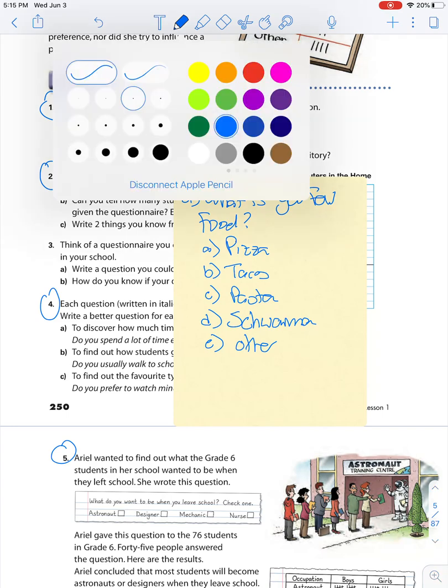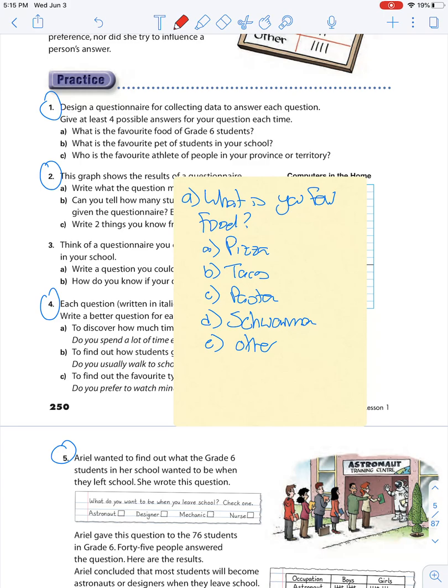Okay, so as long as you have done a question that can be interpreted the same way by everybody, there's no leading parts to it, then you get 1 mark. And then this one, 1 mark for 4 options, and then you have to say other. Okay, all right, next one.